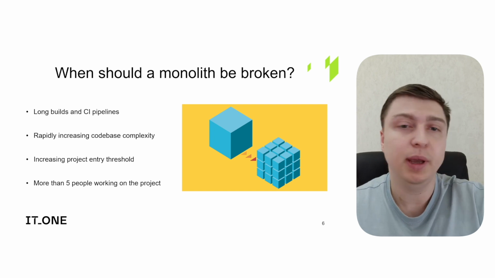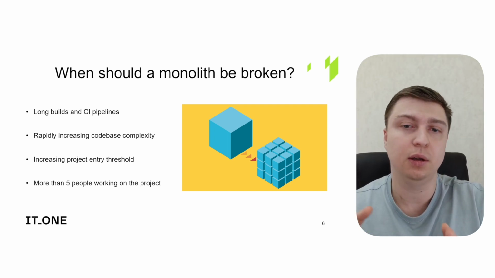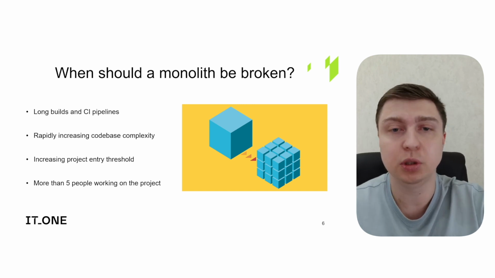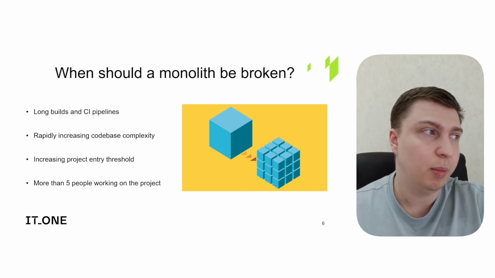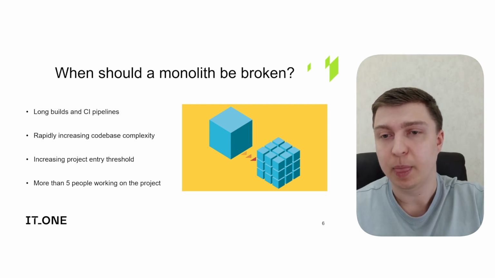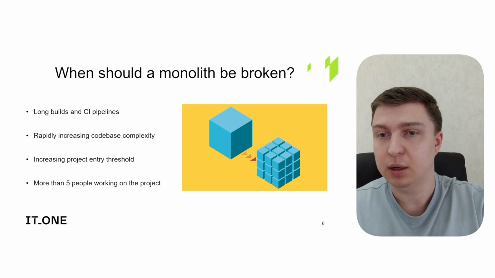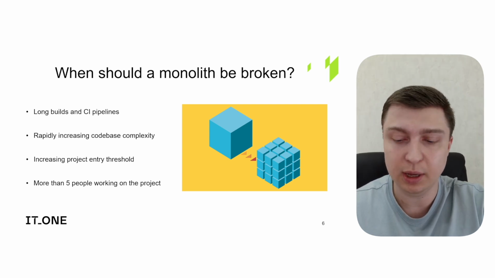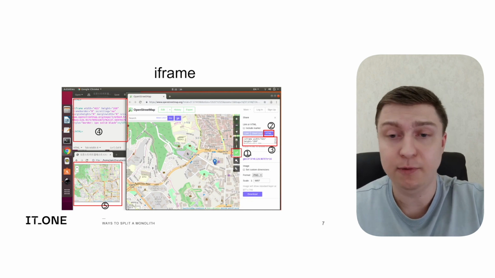And let's imagine you see all these triggers, and you decide to split your monolith. You need to reduce code base complexity. You need to make your code base more modular. How can you do it? Let's discuss. I know 6 ways how you can do it, and let's start with the first way, iframe.